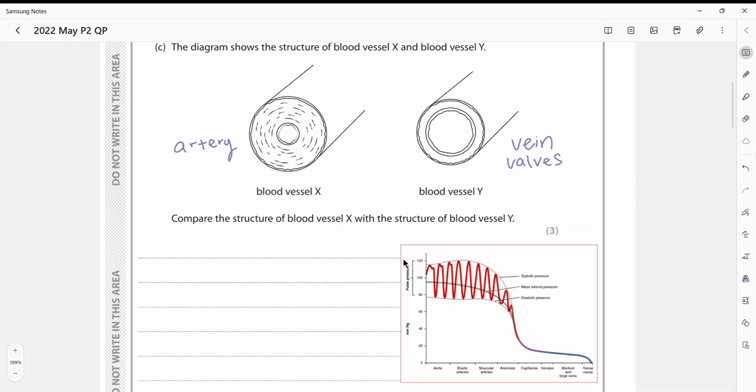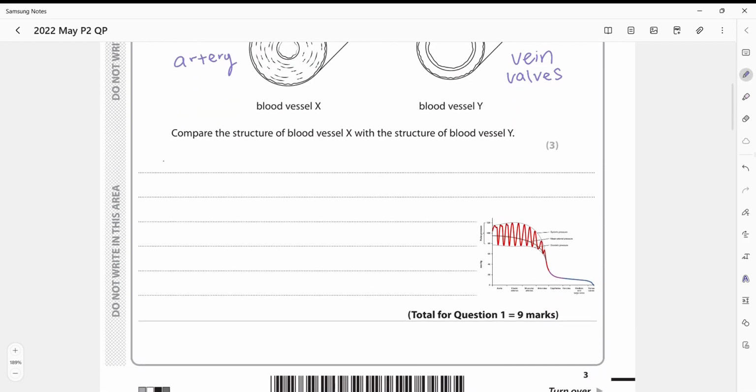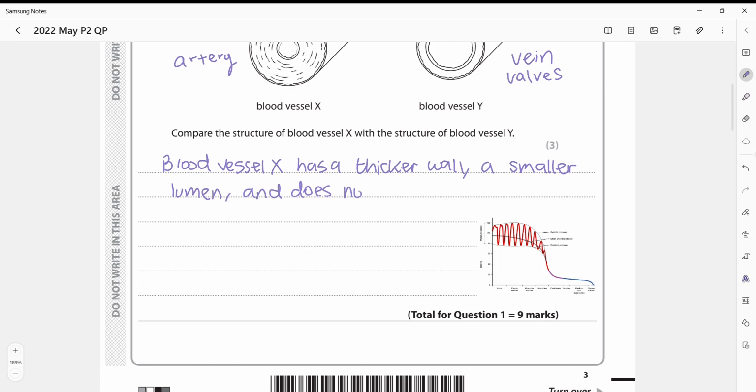So let's put that together. Blood vessel X has a thicker wall, a smaller lumen, and does not contain valves. So those are the three marks. Thicker wall, smaller lumen, does not contain valves.